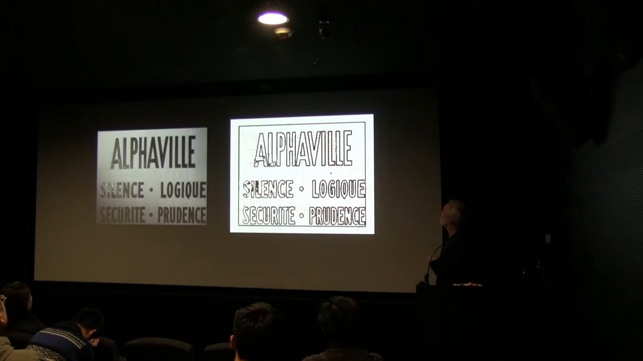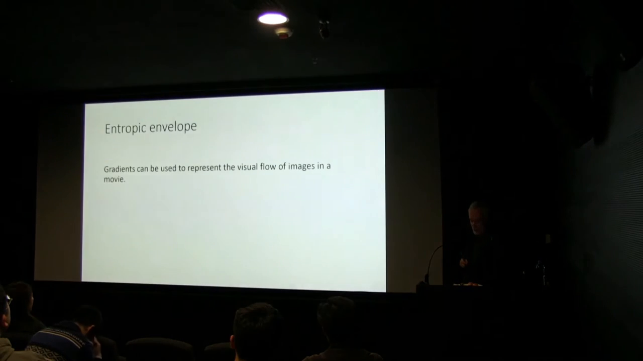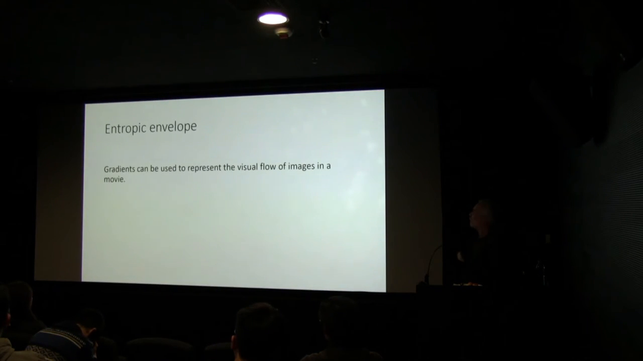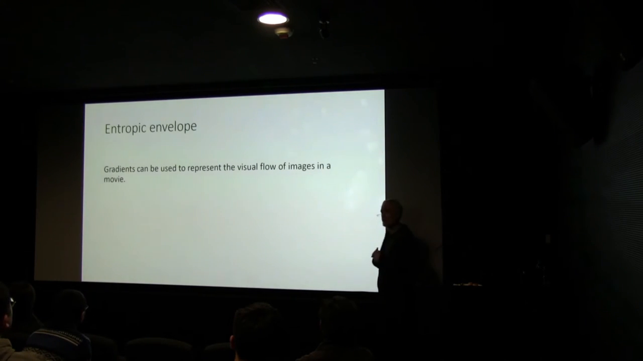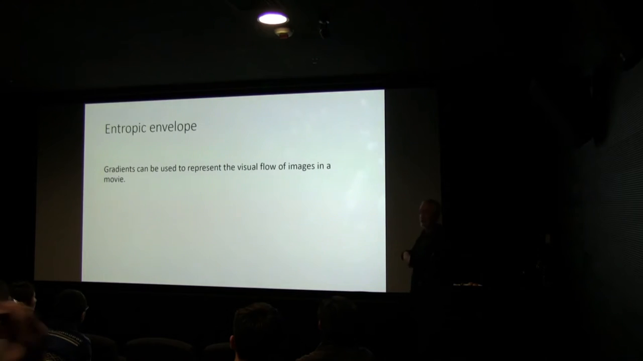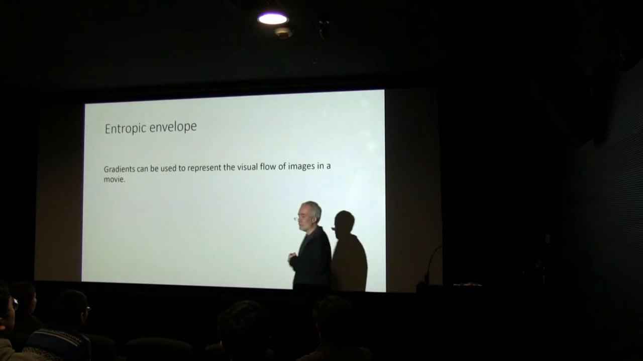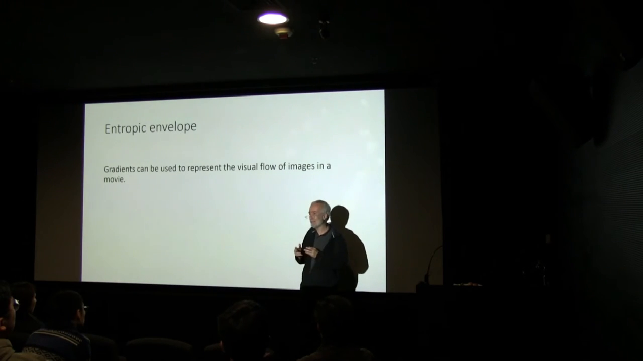Here's another. Now, I developed a project called the Entropic Envelope, which used this idea of gradients to analyze the rhythm or the flow of images. I should tell you something. People think I am an artist, but before I was an artist, I was a film scholar, and I have a PhD in cinema studies.